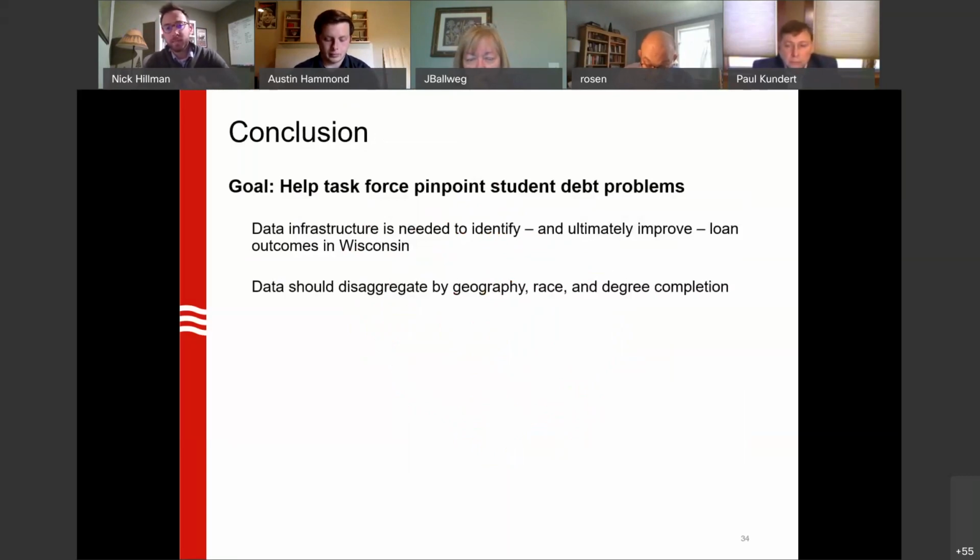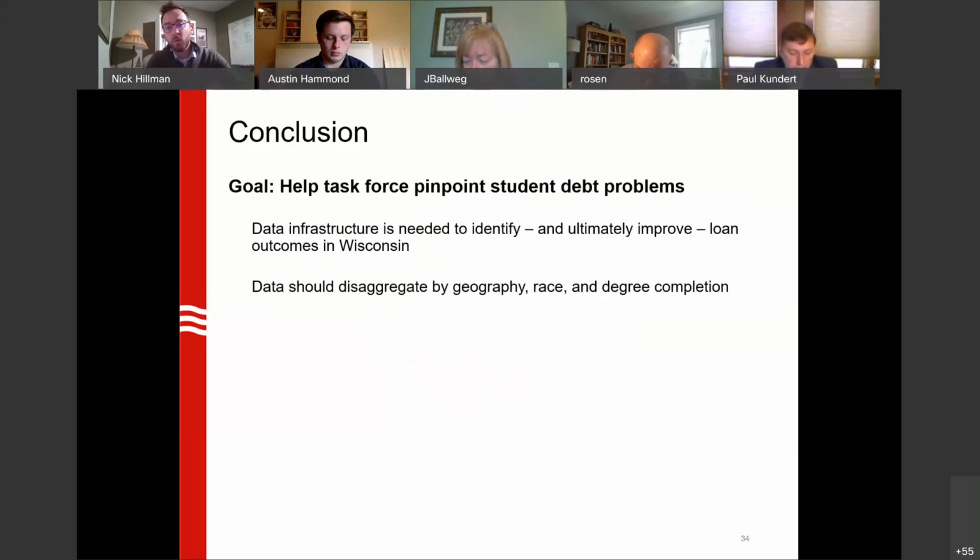First of all, the data infrastructure is really necessary to be able to identify and ultimately improve on student loan outcomes in Wisconsin. Again, the data that I've been using here that you've seen all comes from the U.S. Department of Education. It's publicly accessible data. Some of it comes from credit reports. That's also public data in aggregate. And so we're going to try to continue to pull this public data as best we can and provide it as a resource to the task force and to the public generally.